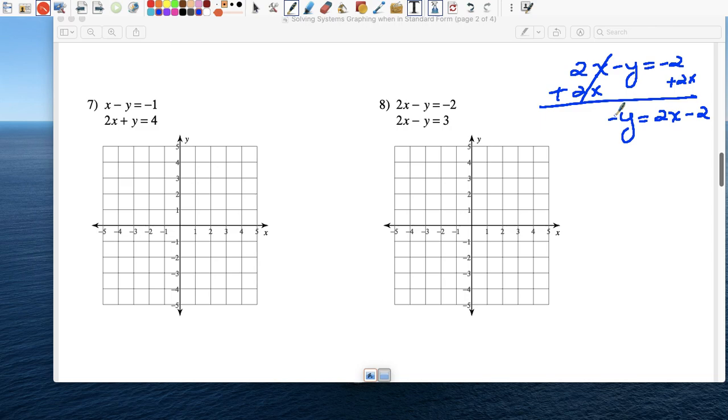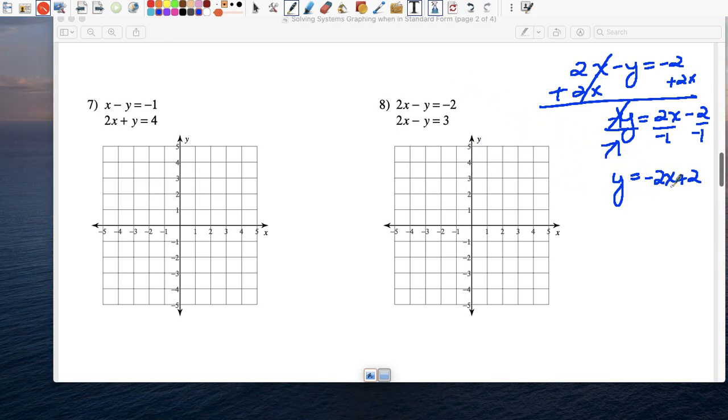I have to divide, remember there's a 1 here, so let's divide everybody by negative 1 because I want positive y. Negative 1 divided by negative 1 is just y, right? And over here, let's simplify. 2 positive divided by negative is a negative, and 2 divided by 1 is just 2, so it's 2x. And then negative 2 divided by negative 1 is positive, and then we're going to write positive 2. So the first equation is y equals negative 2x plus 2.